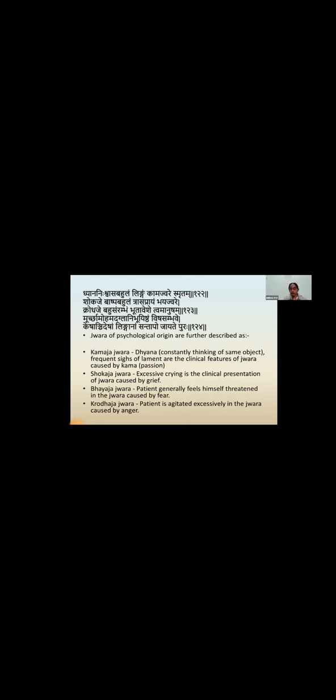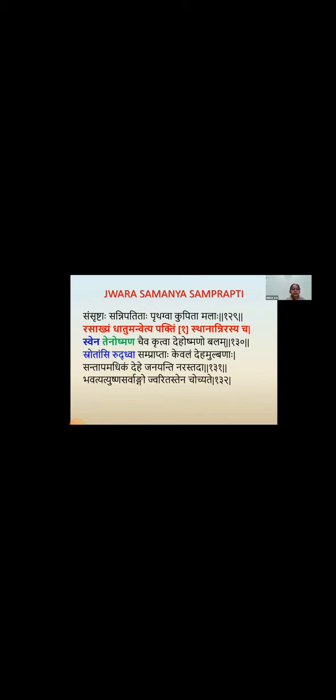And coming to the very important part of this jwara, that is the jwara samanya samprapti. This is very important to understand, the general pathology of the jwara. This quotation, as students, you can learn by heart and understand properly. Samsrishtaha sannipatitaha pratagva kupitamalaha rasakyam dhatu manvepya paktim sthanat nirasyacha svena tenoshmana chaiva krutva dehoshmano balam shrotamsi rudva sampraptaha kevalam dehamurvana.